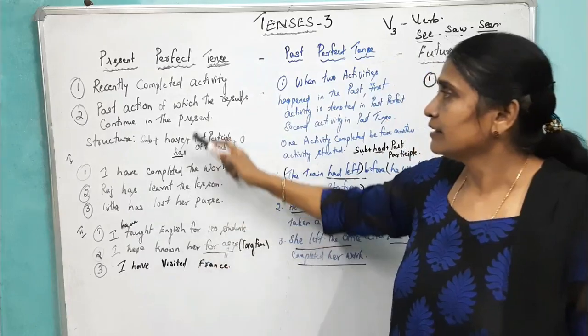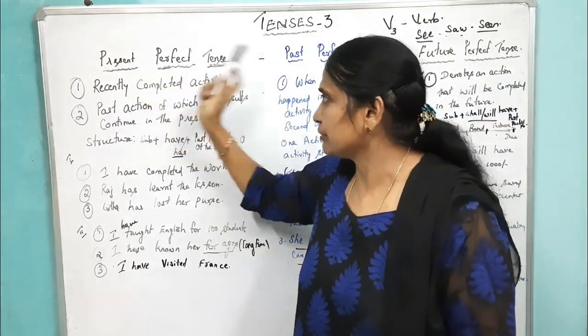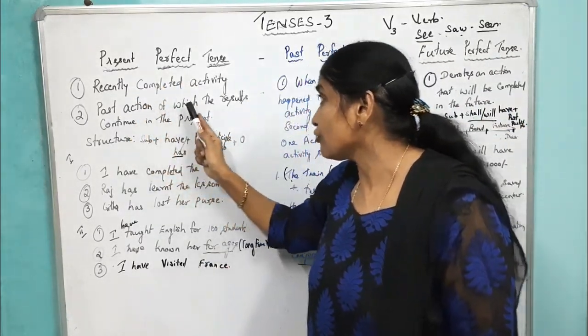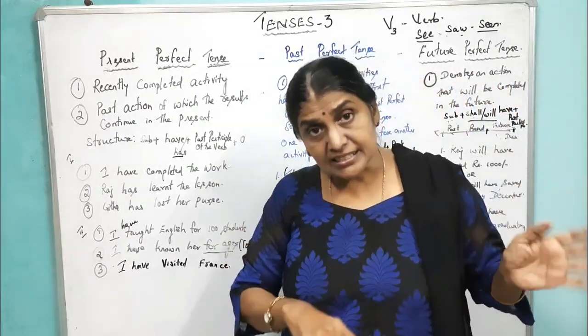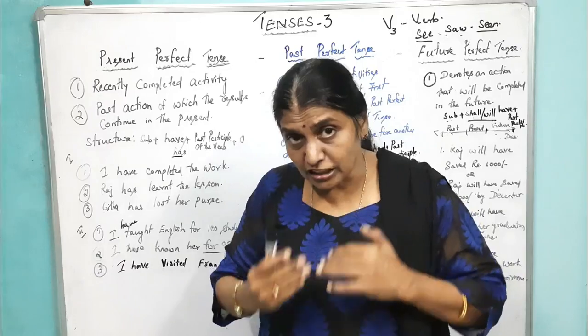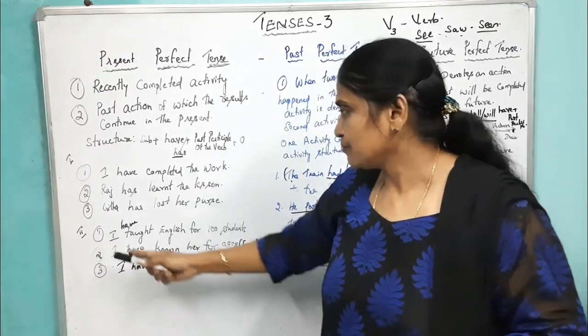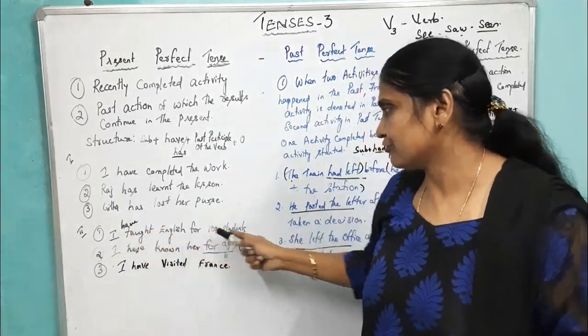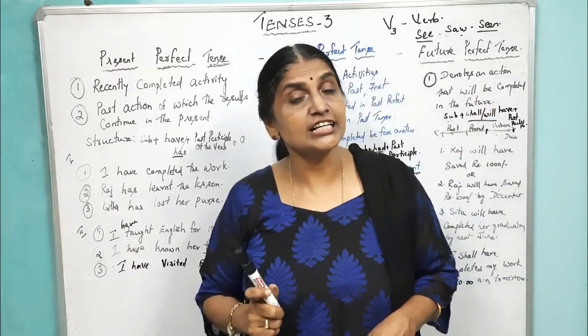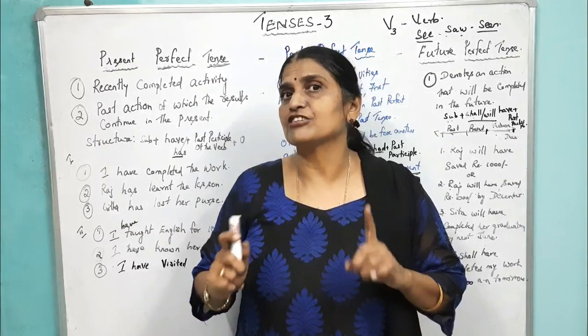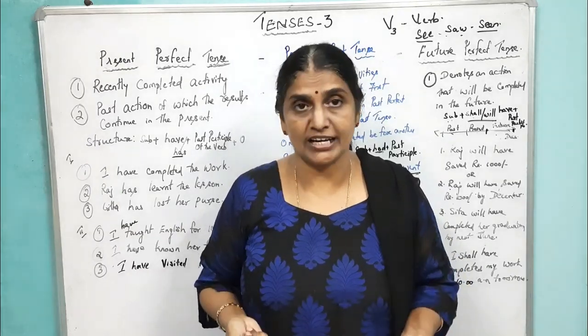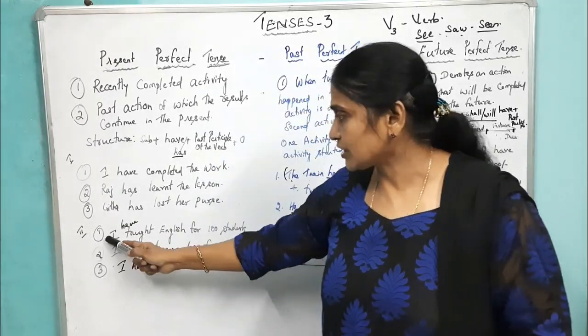And the second usage of present perfect tense is a past action of which the results continue in the present. The action is completed, but still the effect or the results continue in the present. How is it? Now see, I have taught English to 100 students. Though the activity is completed, I still have a chance to teach more students. Got it? So that is what the sentence says.